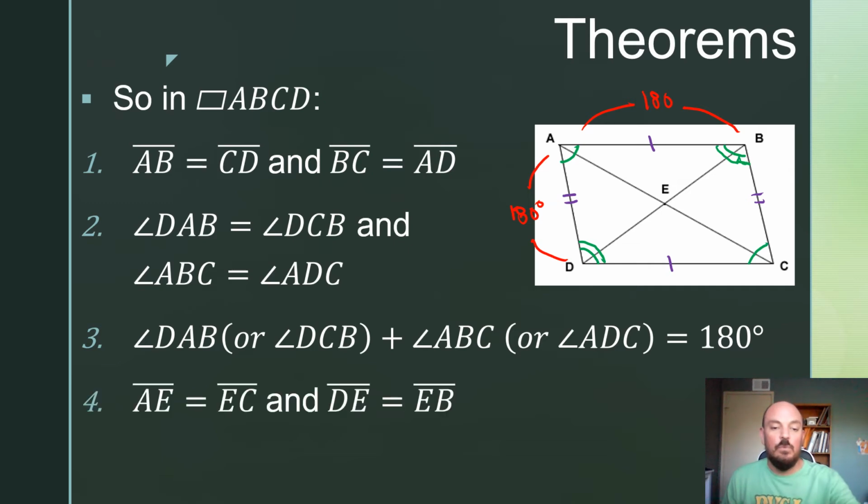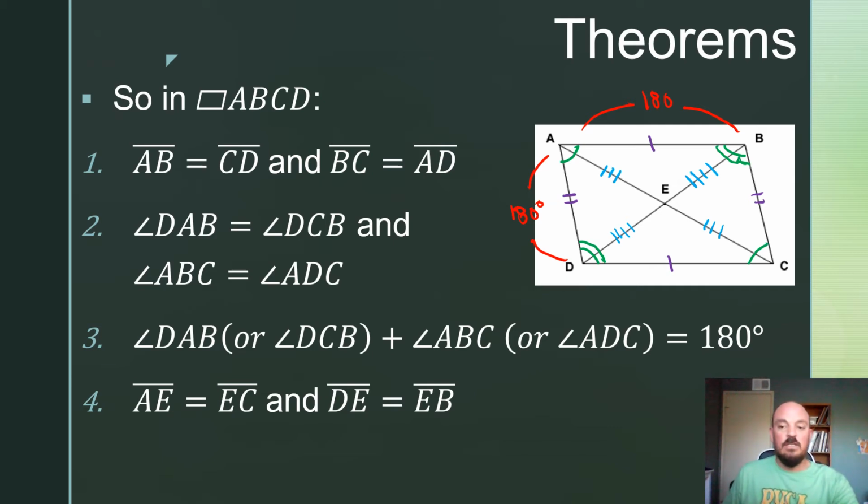Now the final theorem was about the diagonals bisecting each other. So our last theorem says AE is congruent to EC. If the diagonals bisect each other, that's cut in half. And DE, I'm going to use 1, 2, 3, 4 markers here, is congruent to EB. So you can see there's a lot of things in this picture that are congruent. There's a couple things that are supplementary that add up to 180, but there's definitely a lot that are congruent.